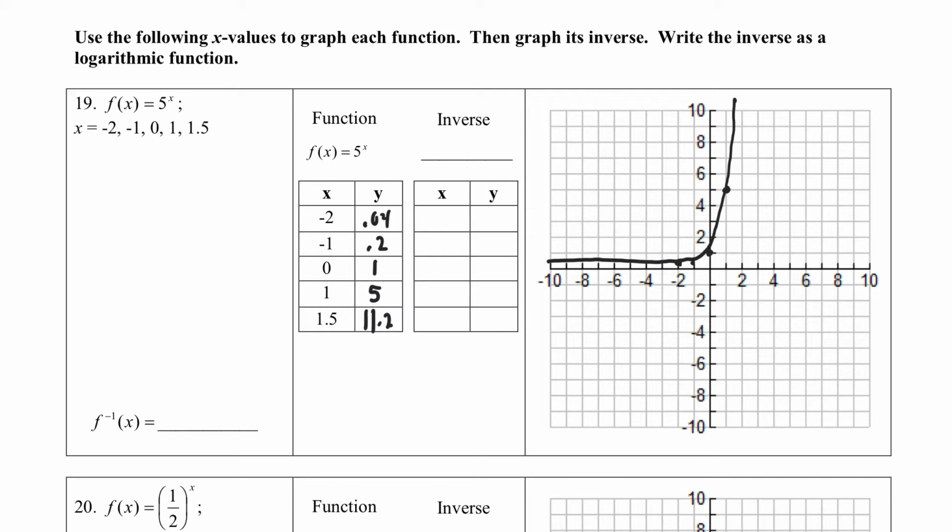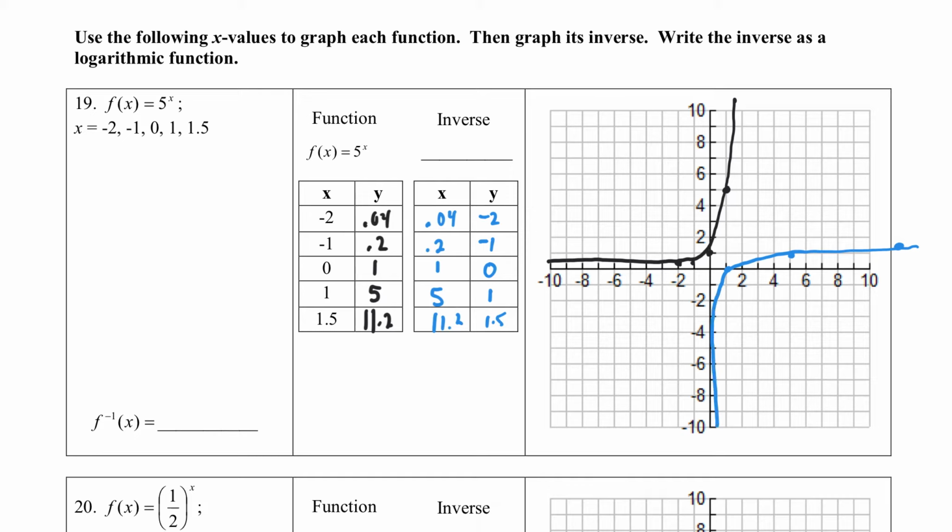Now, to find the inverse, you're going to basically write the y column on the x, since you're switching the x and the y. And then you have negative 2, negative 1, 0, 5 is 1, 11.2 is 1.5. So 11.2 is 1.5, so I know it's going to be somewhere here. 5, 1, so it's right here. 1, 0 is right here, so you know that the graph is going to look something like this.